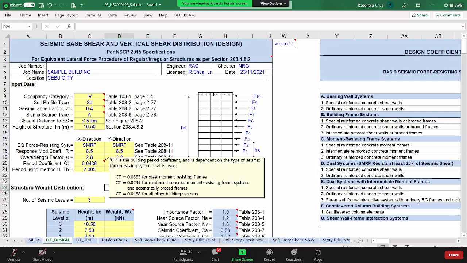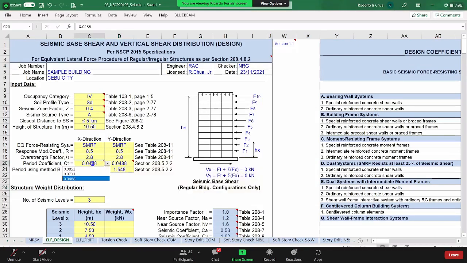The code gives 3 types of coefficients. For steel moment resisting frame, the coefficient is 0.0853. For a reinforced concrete moment resisting frame or SMRF, you have 0.0731. And then for all other building systems, so if you use shear walls or dual systems or BRB systems for high-rise buildings, you should use 0.0488.